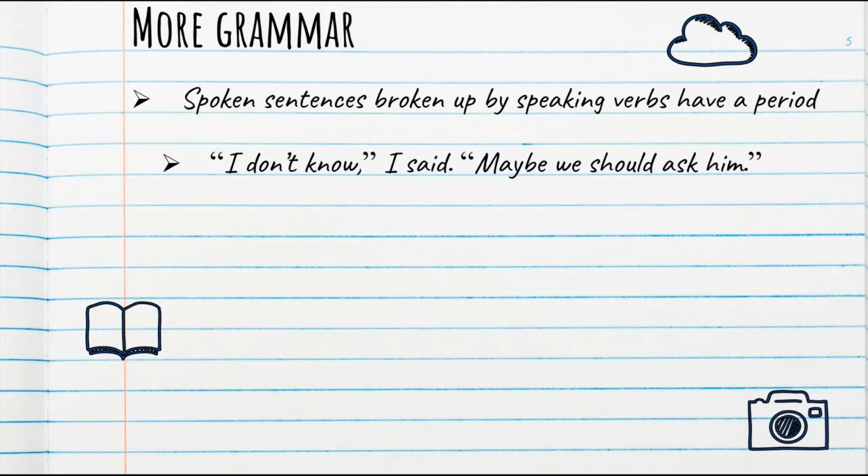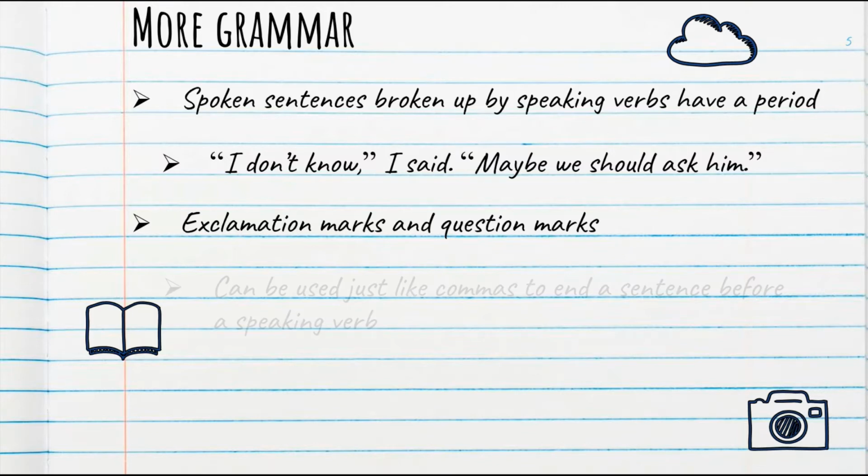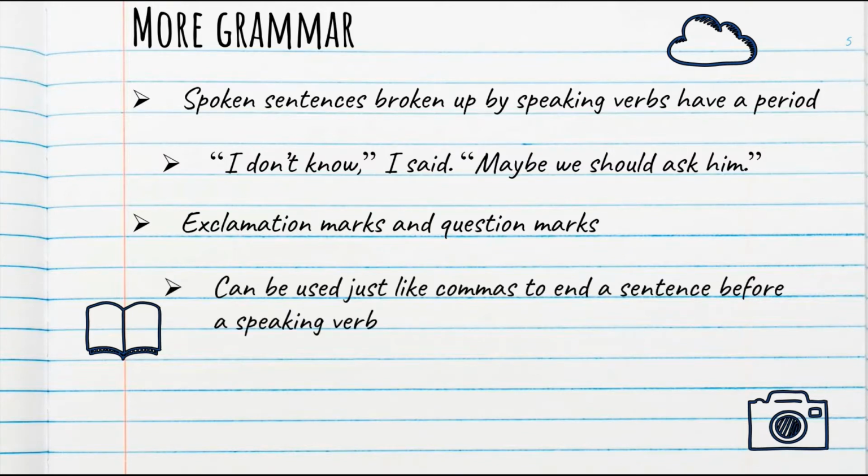Okay? Next up is exclamation marks and question marks. And these basically can be used just like commas to end a sentence before a speaking verb, right? If they end a sentence and there's no speaking verb following that sentence, then they just act like a period, right? It's just the end of a sentence. But if you use it before a speaking verb, then it acts like a comma.